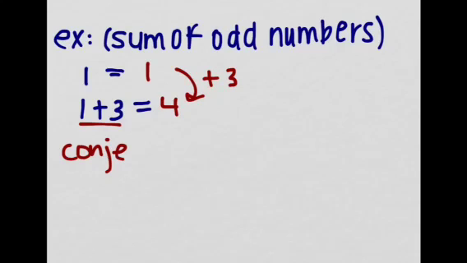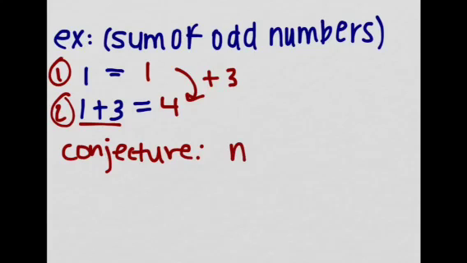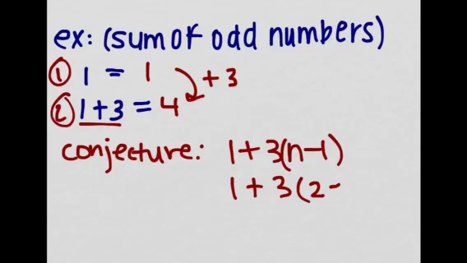I might make a conjecture that the sum of odd numbers, so this would be number 1, this would be number 2, is just n, 3, would just be 1 plus 3n, 3 times n minus 1. So for example, for number 2, it was 1 plus 3 times 2 minus 1, which is 1 plus 3, which is equal to 4.